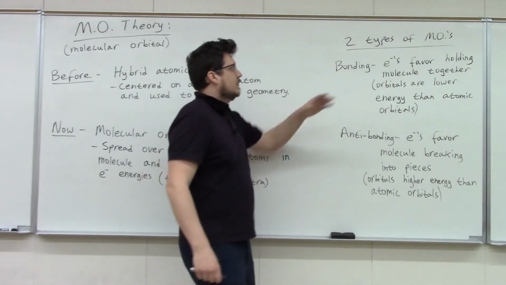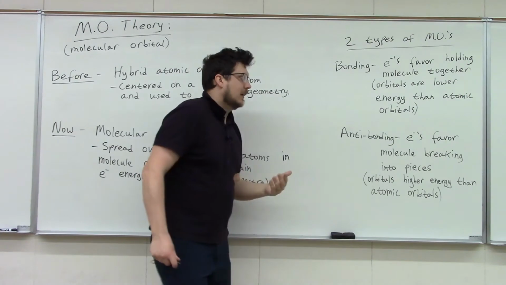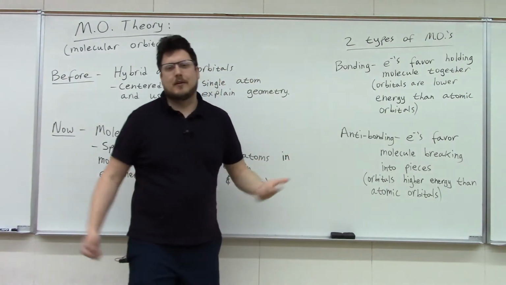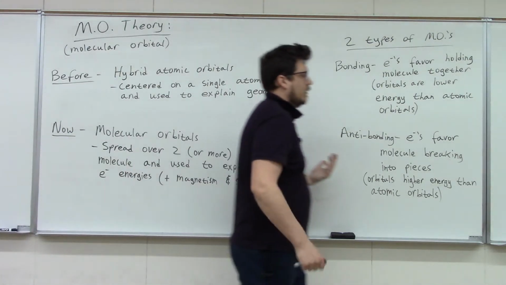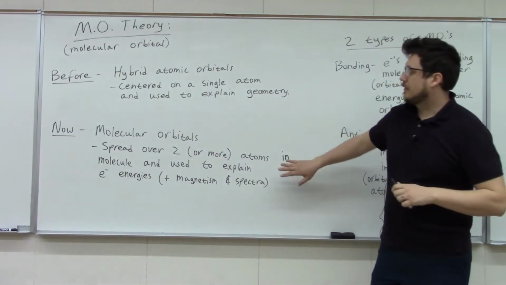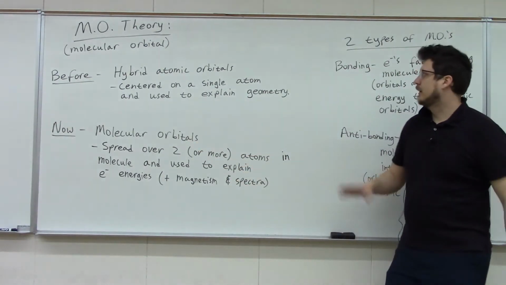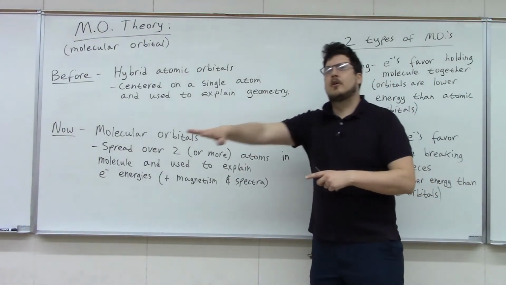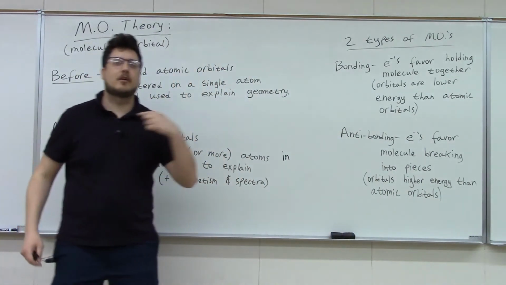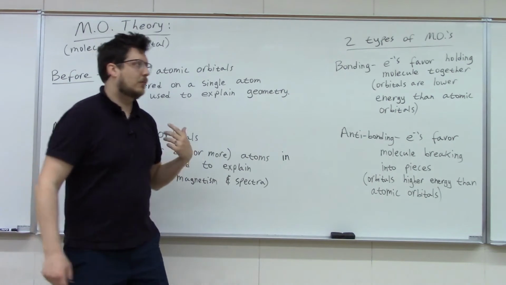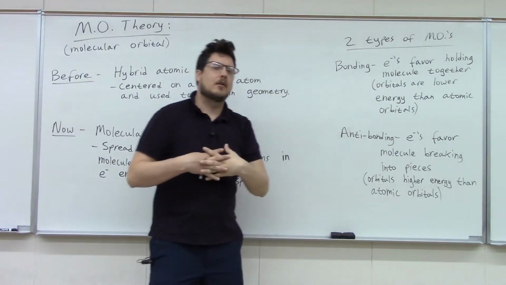There are two types of molecular orbitals, bonding and anti-bonding, because of course. I guess sometimes they're also called non-bonding, because why not? Bonding molecular orbitals are orbitals that are spread over multiple atoms, two or more. A bonding orbital will be spread over as much of the molecule as possible. It helps hold the molecule together. That electron is being shared all over the place, and so they favor the molecule staying in one piece.